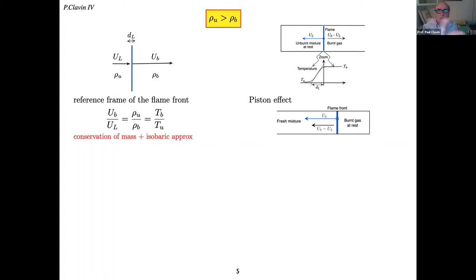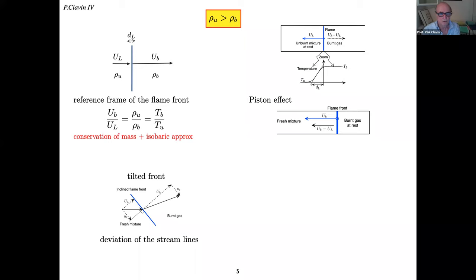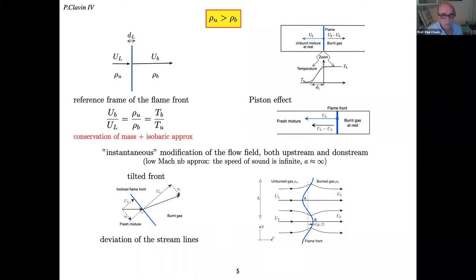I have written here the general picture that you have. I work with this picture. I am sitting at the flame. The fresh mixture is propagating from the left, and the burnt gas is on the right side of the discontinuity. In the tilted flame, because of the conservation of the transverse velocity, which is a jump relation obtained by the conservation of momentum tangential to the flame across the flame, the tangential velocity here is the same on both sides.